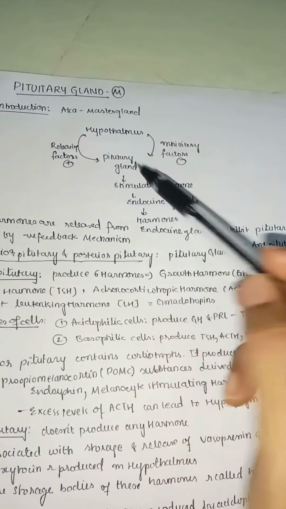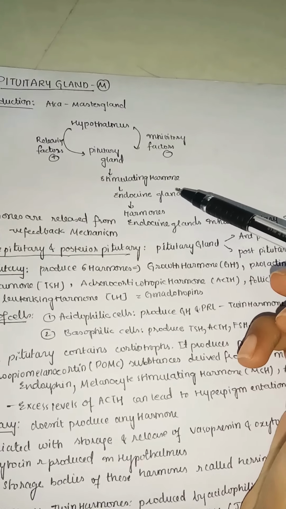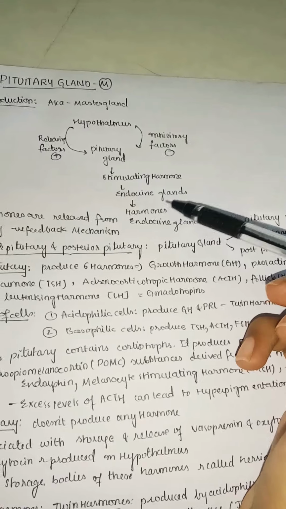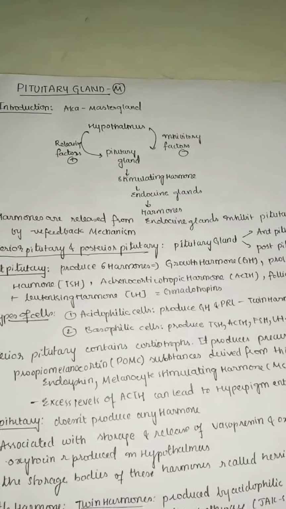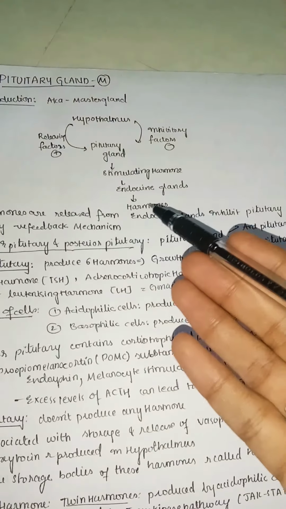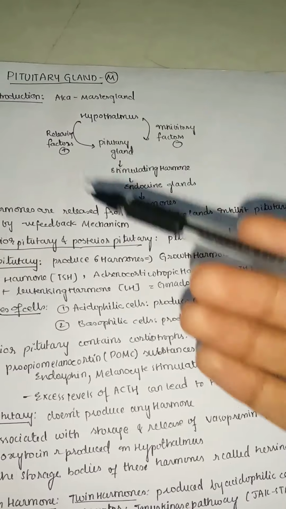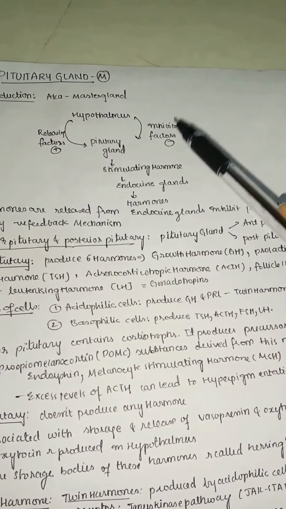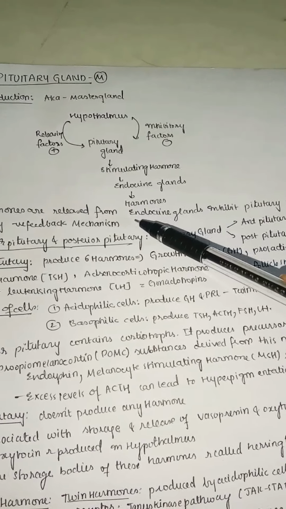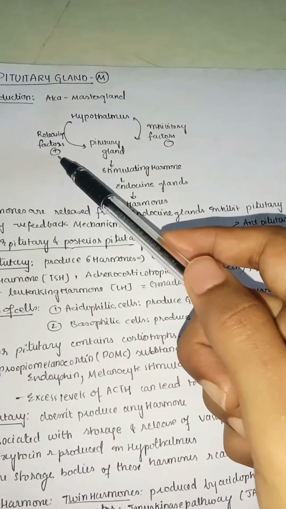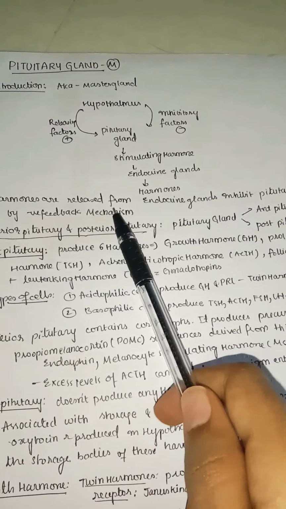If there is a releasing factor, it will release a stimulating hormone which mainly acts on different kinds of endocrine glands, and those endocrine glands mainly produce hormones. In our endocrine physiology, our main target is the production of hormones from different types of endocrine glands. So this is how our system works. If there is an inhibiting factor, then this process will be inhibited and finally that hormone will not be produced. But if it is a releasing factor, you can see a positive sign, meaning finally the hormone is produced. So hormones are mainly released from endocrine glands.